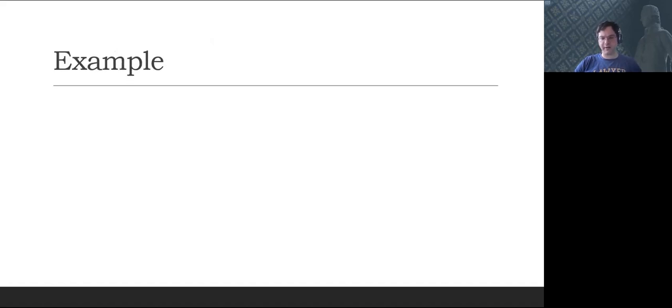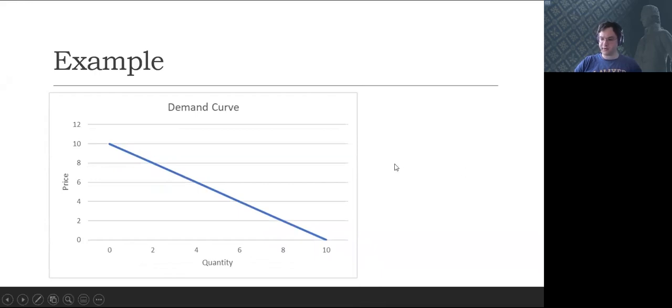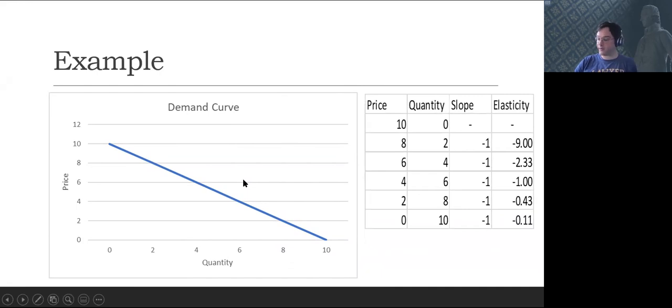So let's take a look at a little mathematical example that will show that slope and elasticity are not the same. Here we have just a regular demand curve, a basic demand curve. It is linear, it's a straight line, meaning that the slope is going to be the same everywhere. So if we look at the table, this table represents the demand schedule with price on the y-axis, quantity on the x-axis, and the slope at each point is -1. It's a straight line, so the slope is the same at every point.